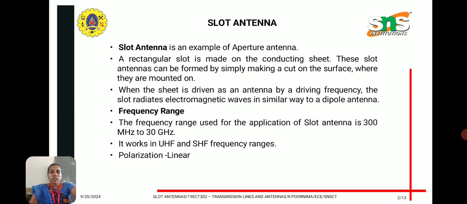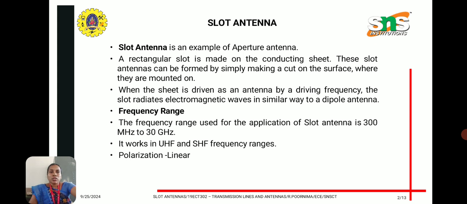So what are slot antennas? Slot antennas are an example of an aperture antenna where a rectangular slot is made on a conducting sheet. These slot antennas can be formed by simply making a cut on the surface where they are mounted. When the sheet is driven as an antenna by a driving frequency, the slot radiates electromagnetic waves in a similar way to the dipole antenna.